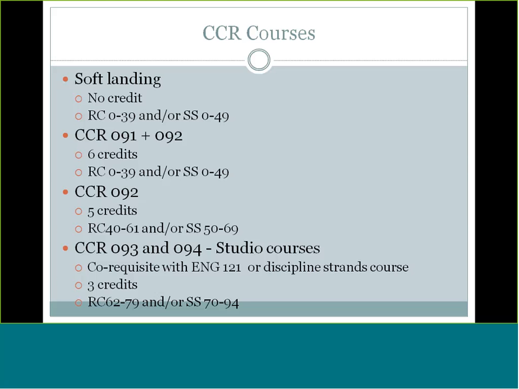We created essentially this thing that we call soft landing. It's a non-credit experience for students. And the score that you see here, RC is reading comprehension 0 to 39. We're an Accuplacer state, so all of our students who come in and need developmental education would have Accuplacer scores. And or a sentence skills score of 0 to 49 would be this low-level placement for students.